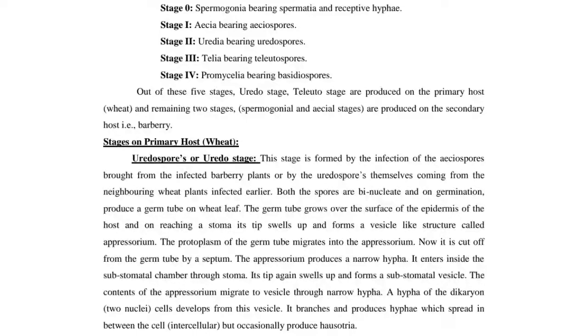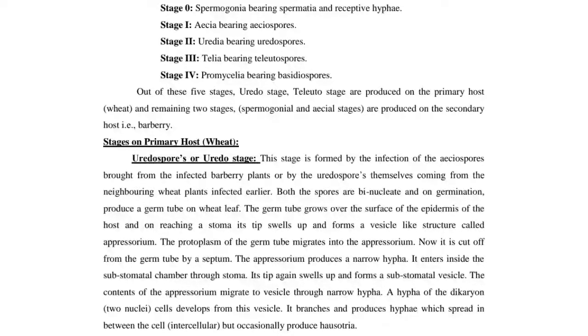Stages on primary host wheat, uredospores or uredo stage. This stage is formed by the infection of the aeciospores brought from the infected barberry plants or by the uredospores themselves coming from neighboring wheat plants infected earlier. Both the spores are binucleate and on germination produce a germ tube on the wheat leaf. The germ tube grows over the surface of the epidermis of the host and on reaching a stoma its tip swells up and forms a vesicle-like structure called appressorium.